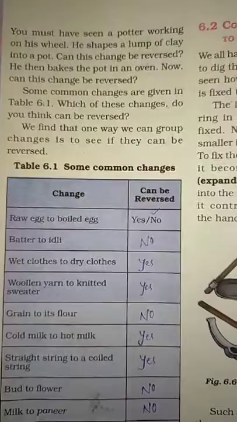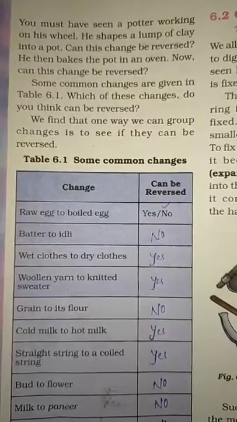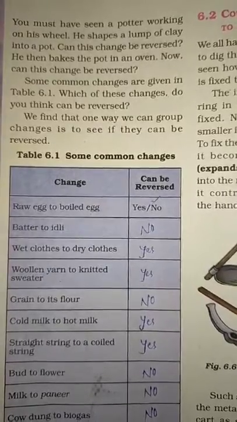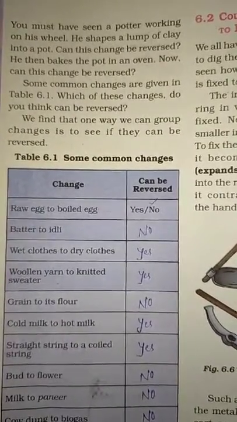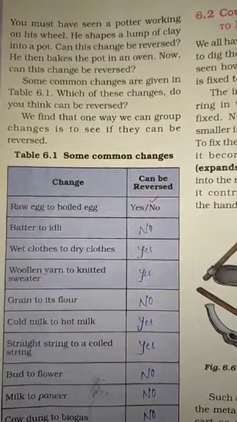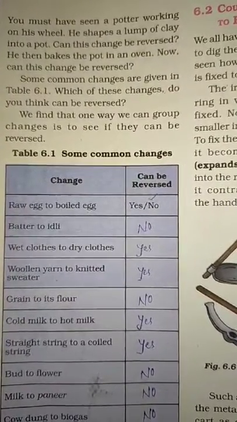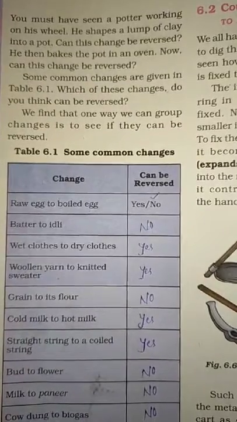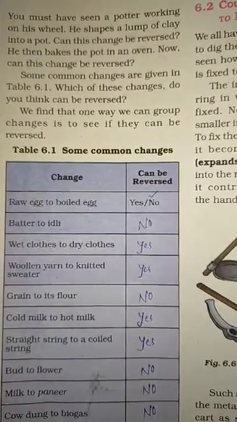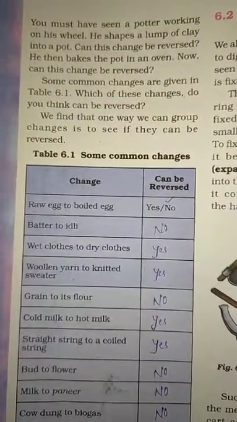You must have seen a potter working on his wheel. He shapes a lump of clay into a pot. Can this change be reversed? These two will be different. When we are shaping a lump of clay into a pot, it is a reversible change, as we can easily change the shape of the pot again, whereas baking the pot is an irreversible change, as once it is hard, we cannot change its shape again. Okay, children?